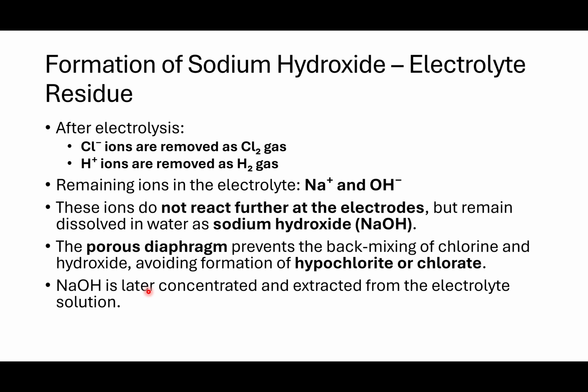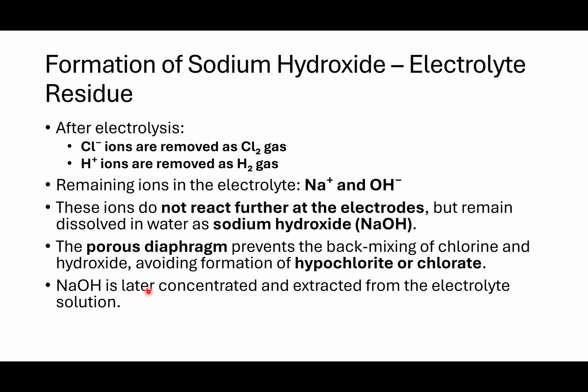So we're going to go over it again, the formation of the sodium hydroxide. We know that we have the electrolysis at two separate areas. At the anode, we have the chloride ions being removed as chlorine gas, so the production of chlorine gas at the anode. At the cathode, we have the production of hydrogen gas. The remaining ions in the electrolyte would be sodium and hydroxide. These ions do not further react at the electrodes, but remain dissolved in water as sodium hydroxide.